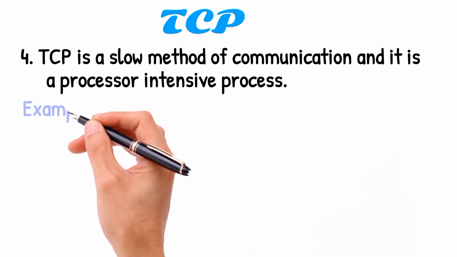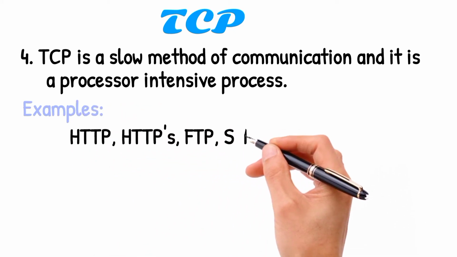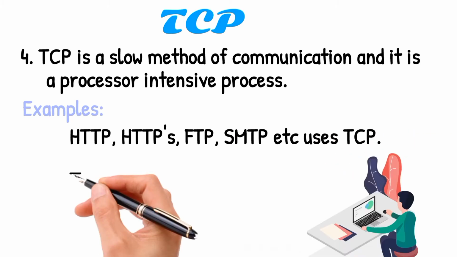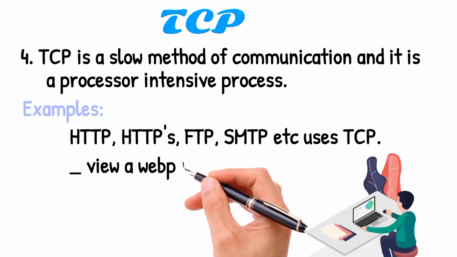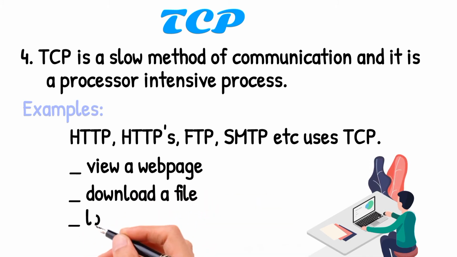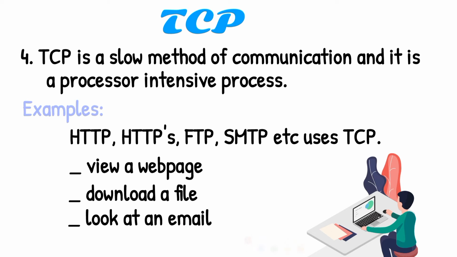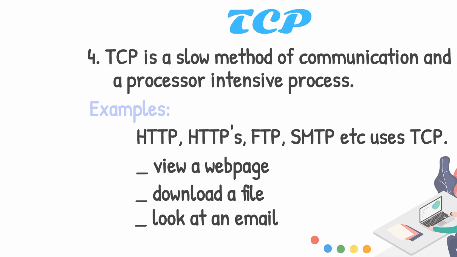Some of the examples of TCP are FTP, File Transfer Protocol, SMTP, Simple Mail Transfer Protocol, HTTP, Hypertext Transfer Protocol. That is, when you want to view a web page or download a file or look at an email, you would expect to view the web page in order with nothing missing. Because if data is missing or out of order, then it wouldn't be of any benefit to you.